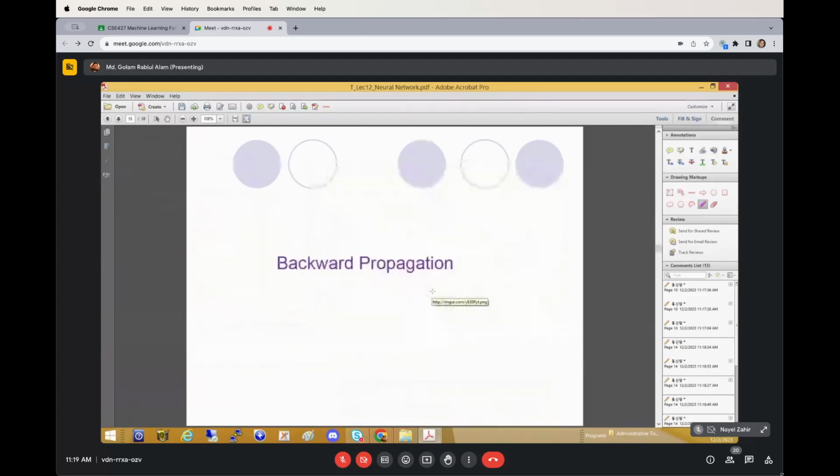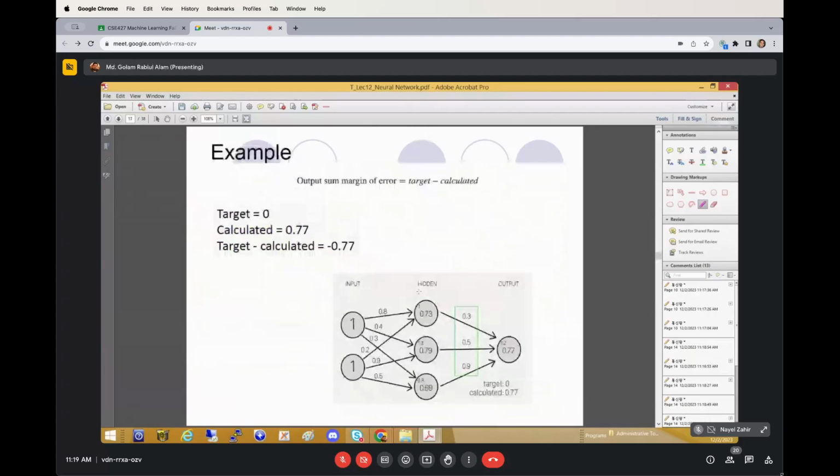And for that, for backward propagation, we have started this session also. At first, we need to calculate the output sum margin error. That is, error here is target minus calculated. Our target is 0, and the calculated or predicted value we got is 0.77. So target minus calculated is negative 0.77.